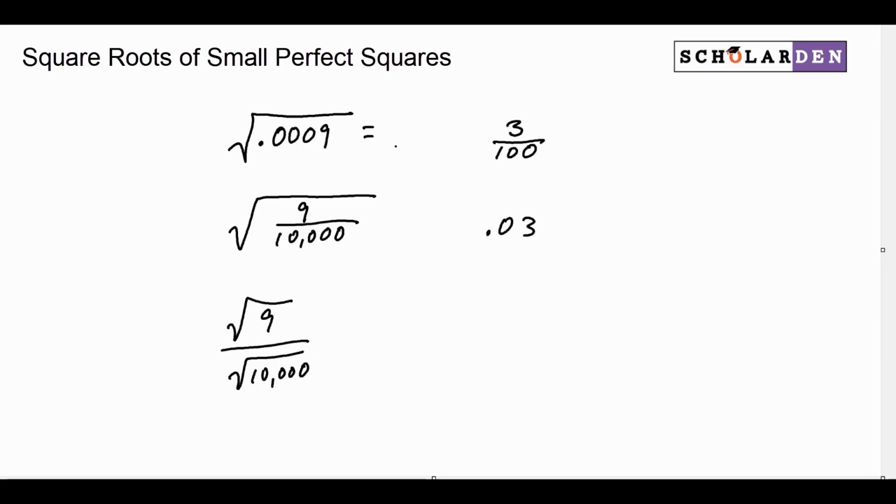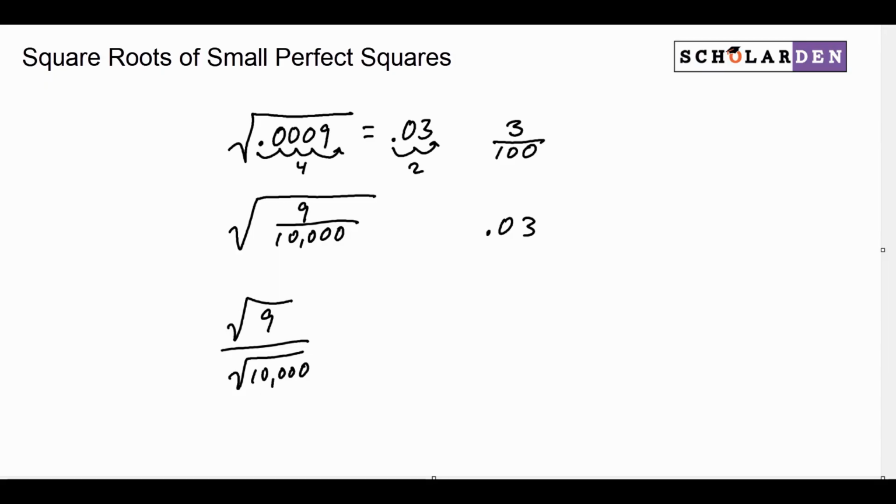So the square root of 0.0009 is 0.03, and what I want you to notice is that there is an even number of decimal places, 1, 2, 3, 4, and that the answer, the root of it, will have exactly half that number of decimal places, which is 1, 2. So 2 is exactly half of 4.